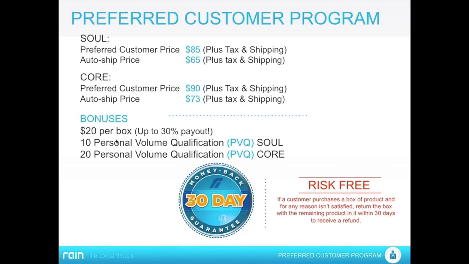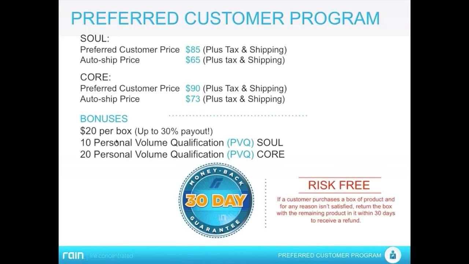So not to reiterate this, but I'm going to. Repetition tends to show results. If you have 1 box of Soul, 50, and you have, let's say, 2 customers buying 1 box of Core and 1 customer buying 1 box of Soul, that's 50. That goes to your PVQ. You're at 100 now, right? So customers play a very important role, and they'll pay nicely, but you're going to make a lot more money when you build these out as RAIN partners.